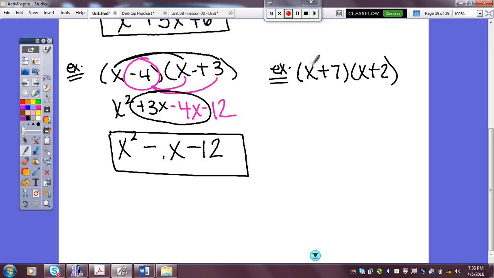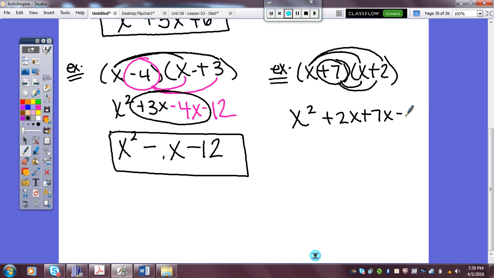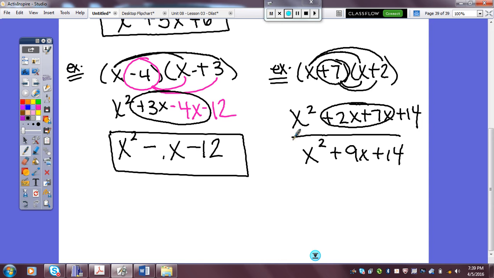Alright, so let's check this out. X times x is x squared. X times 2 is 2x. So now I've got to distribute 7 to everybody under the other parenthesis. 7 times x is 7x, and 7 times 2 is 14. Am I done? Nope. You can still clean up. You clean up these middle guys right here. So I'm left with x squared plus 9x plus 14. Let's look at another one.